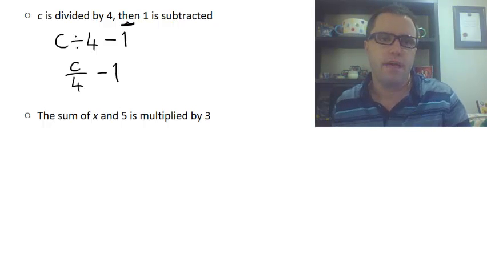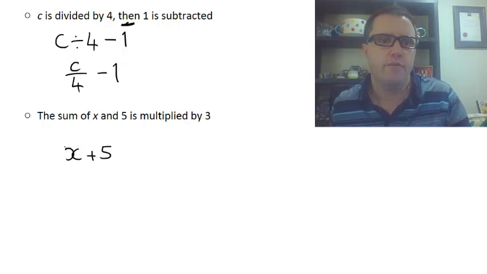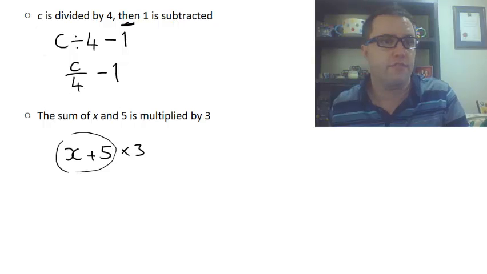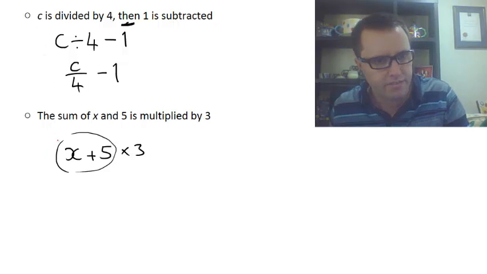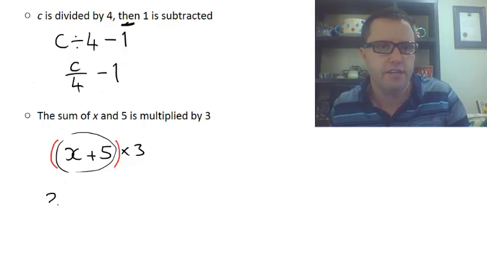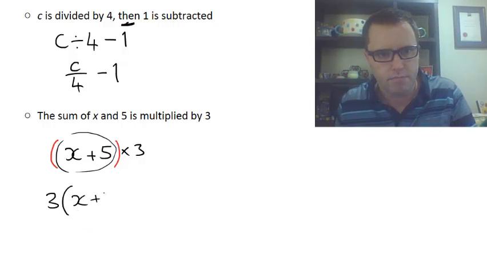Here we have the sum of x and 5 is multiplied by 3. Now, both the x and the 5, after they're added together, are getting multiplied by 3. Now we have to think of a way to say that. And in maths, that's with some brackets here. We don't need our multiply by 3, and we usually chuck that number out the front. So we're going to have 3 of x plus 5.